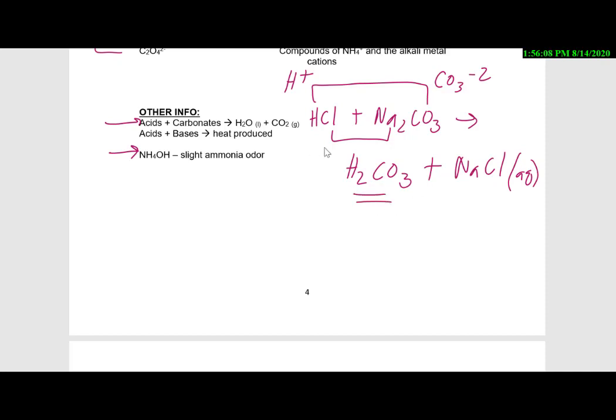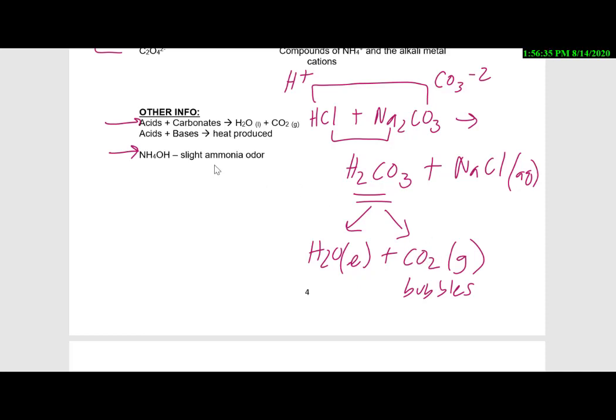This guy automatically breaks down into liquid water. It's an L for liquid. And CO2 gas. This is an odorless gas, but we theoretically should see bubbles if enough were produced. And a reaction does occur here because I have made liquid water and I have made carbon dioxide gas.